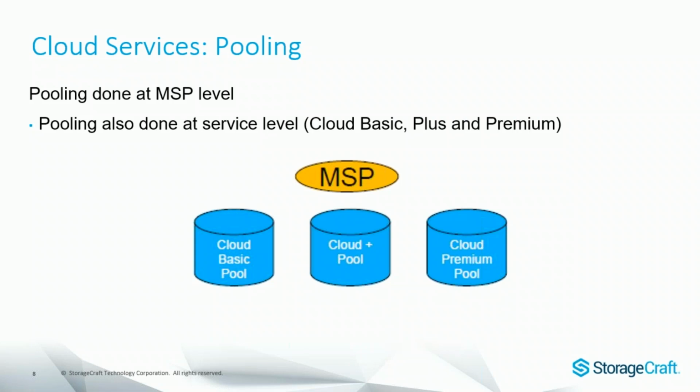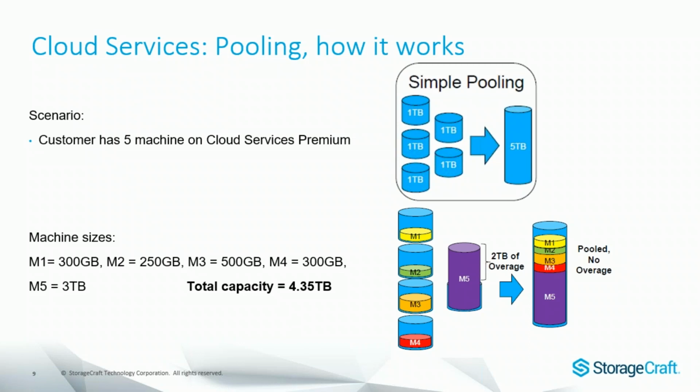For all the machines that you have as an MSP, across all your customers, you get a total pool for Cloud Basic, a total pool for Cloud Plus, and a pool for Cloud Premium to share amongst all your customers. Let's say in this scenario we're looking at Cloud Premium. The customer has 5 machines on Cloud Services Premium. On the right-hand side they get simple pooled storage, so altogether they get 5 terabytes amongst those machines.